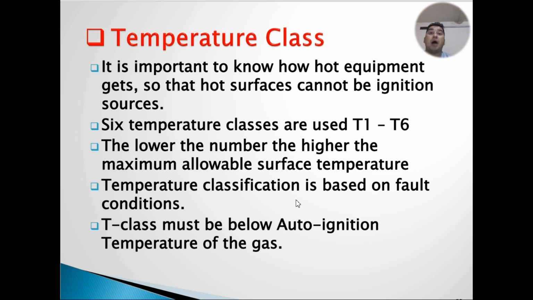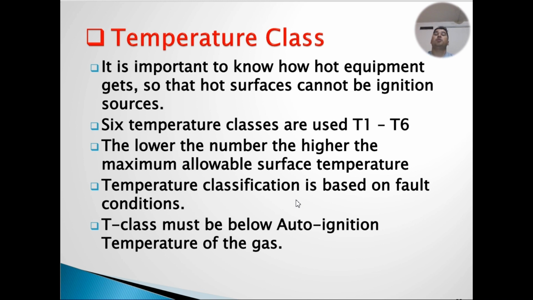Now the temperature class. It is important to know how hot equipment gets so that hot surfaces cannot be ignition sources. First of all, you have to know that wherever you are storing your flammable material, even that equipment itself can act as a source of ignition. So first of all, you have to know the temperature of that equipment. 6 temperature classes are used, T1 to T6. The lower the number, the higher the maximum allowable surface temperature.